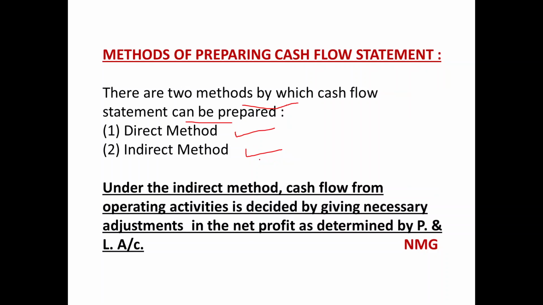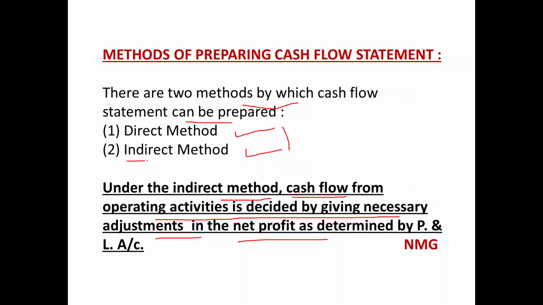These two types of methods are applicable only to decide the cash flow generated from operating activities, the most important title or heading. Under the indirect method, cash flow from operating activities is decided by giving necessary adjustments in the net profit as determined by profit and loss account. Once again I am repeating, these two methods are applicable only to decide the cash flow generated from operating activities.